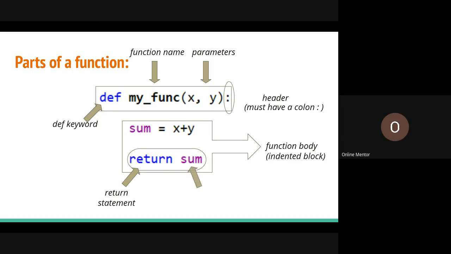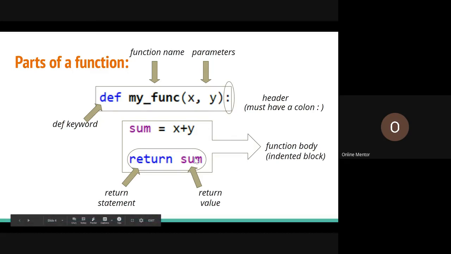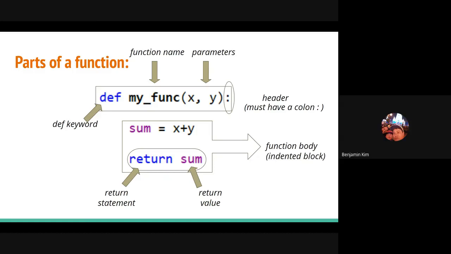And then this is our return value. The return value is just the number or the string or the object that we're returning. So the difference between these two is return is the keyword, the statement, and the return value is the number or the data that we're actually returning.